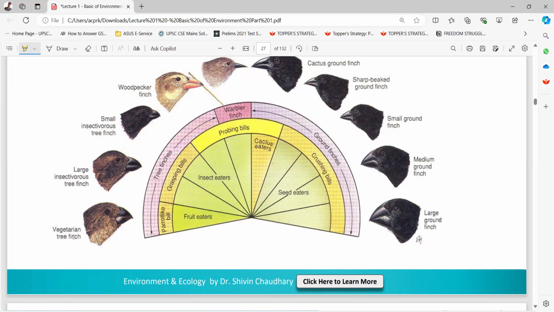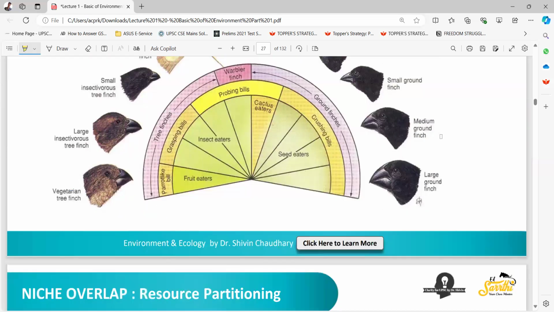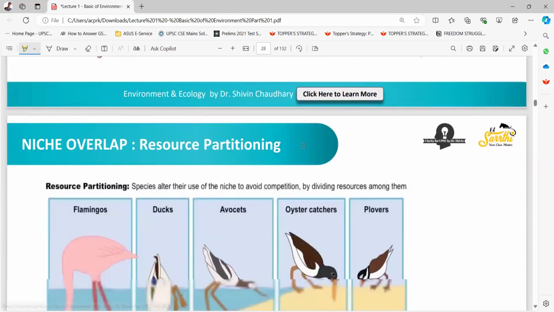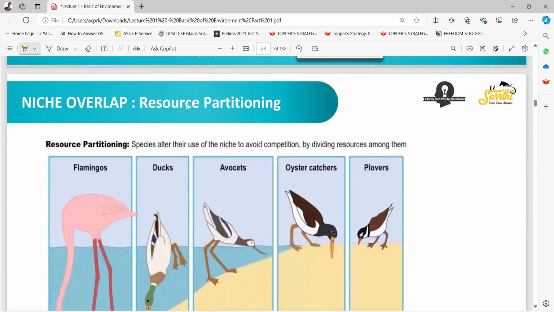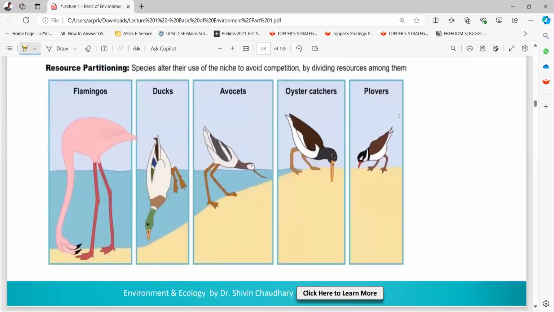Okay, vegetarian tree finch, large insectivorous tree finch, small insectivorous tree finch, woodpecker finch, warbler finch, cactus ground finch, sharp-beaked ground finch, small ground finch, medium ground finch, large ground finch. Okay, niche overlap, resource partitioning. Species alter their use of the niche to avoid competition by dividing resources among them.